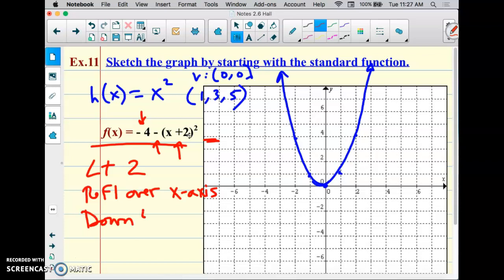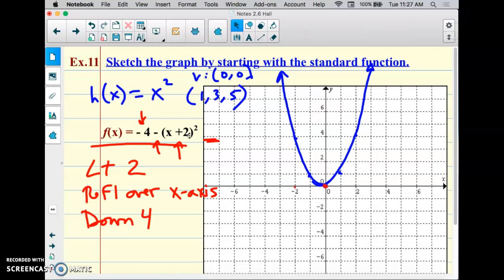Be careful you don't see that that is a vertical stretch. It's not multiplied to the function. It's actually subtracted from the function. So it's a shift down 4. All right? So if we sketch the graph, I'm just going to take these points. I'm going to take the vertex. I can move it left 2, and I also know that it's going to reflect over. So everything's going to flip over.